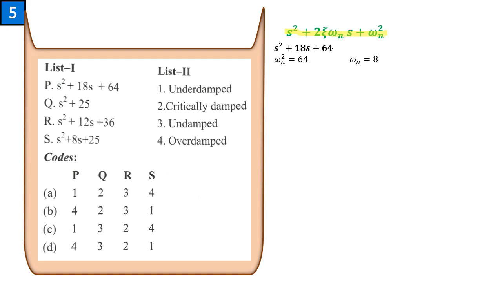2 zeta omega n is 18. It is 18. Zeta omega n is 9. So now we have to find zeta. So zeta is 9 upon omega n, which is 9 upon 8. Zeta is 9 upon 8, 1.125, which is greater than 1. Just remember this. For greater than 1, the system is overdamped. So for P, it will be 4, overdamped. So now we will move to the next.